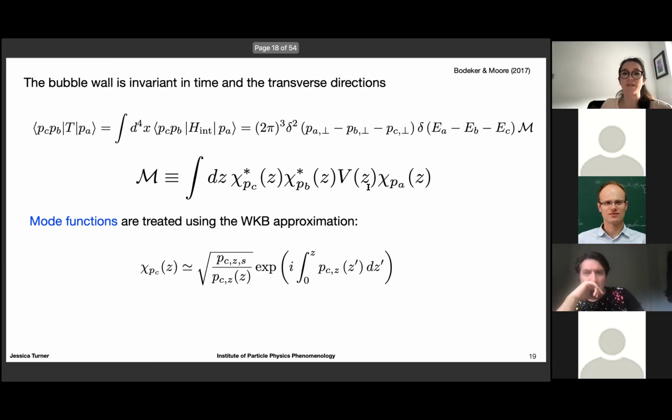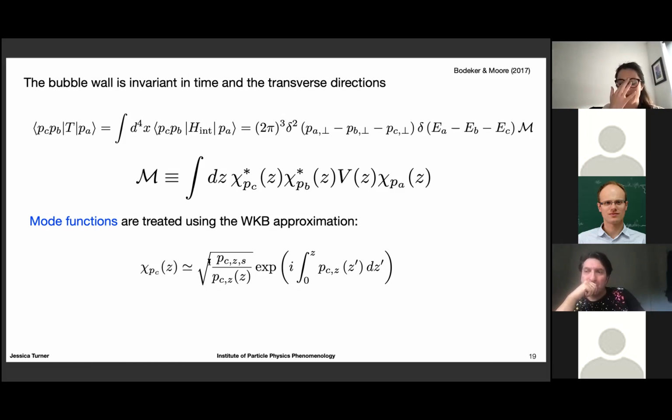I did explain the mode functions; sometimes if I don't have enough time, I might skip what these are, but I'll explain where they come from. So these mode functions are treated using the WKB approximation, and essentially they're an amplitude. And in Bödeker and Moore's case, they approximate this amplitude to be 1, which means that all incoming particles penetrate the wall, and then some non-trivial phase, which is an integral of the longitudinal momentum over z.